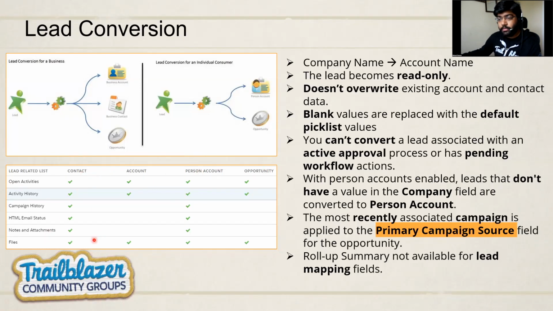But what is transferred? You can see on contact, everything gets transferred. Account, only the activities and the attachments or the files. Person account, again, just like contact. Person accounts are just like contact, so everything. And on opportunity also, just like account, only the activities and the files will be transferred.